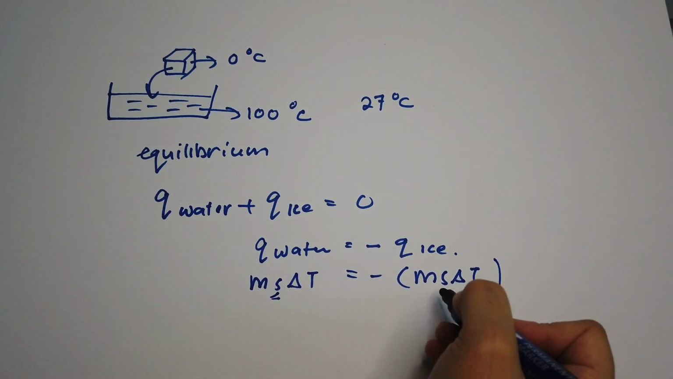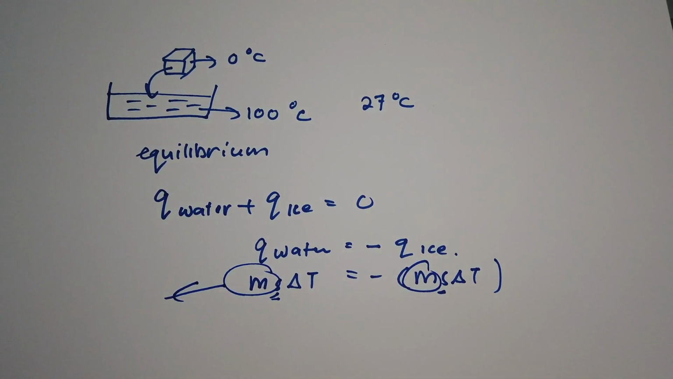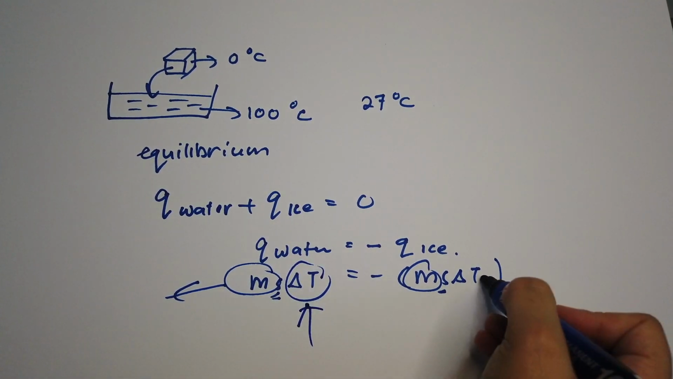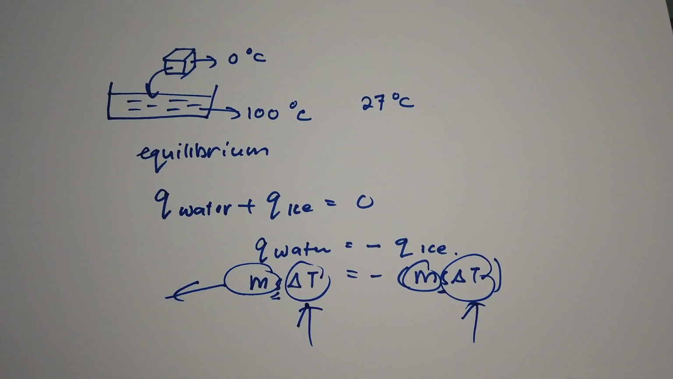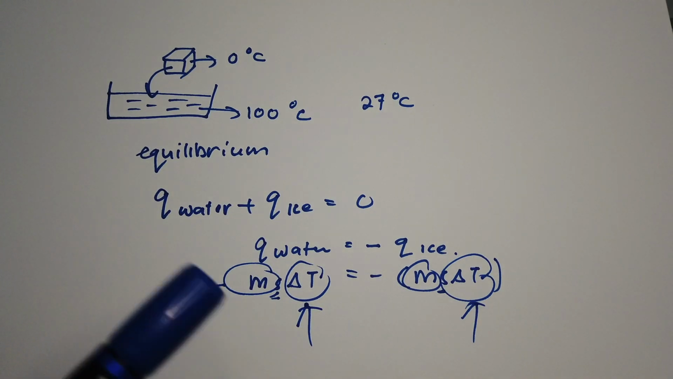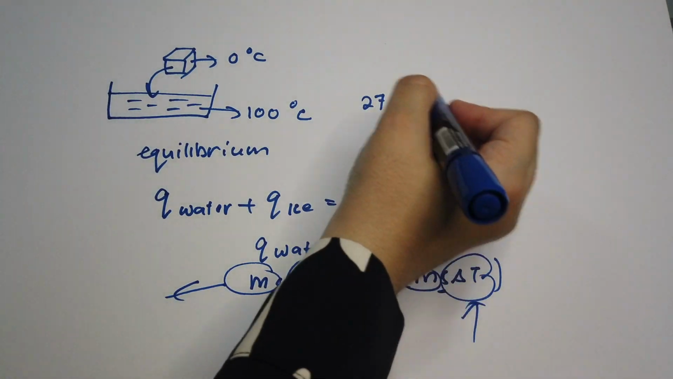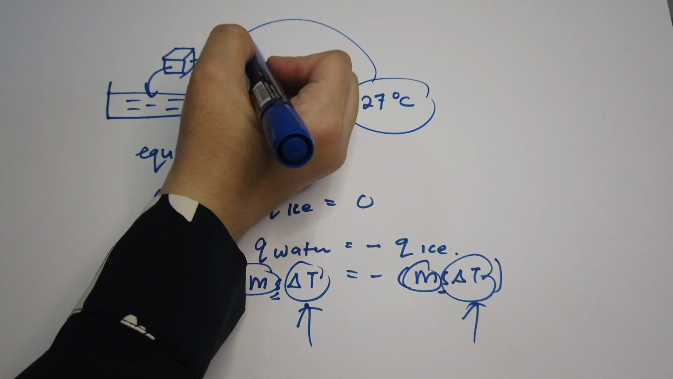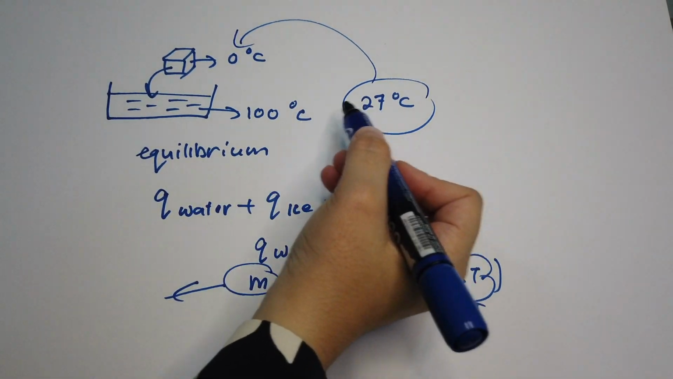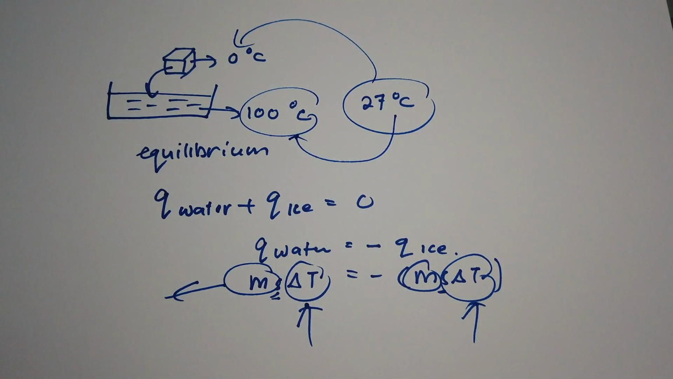Although the s for ice and water shall be the same, the mass of water and the mass of the ice are different, and the change of temperature in the water and the change of temperature for the ice are not the same as well. Because to calculate the change of temperature, it should be final temperature minus initial temperature. Your final temperature for ice is 27 degrees Celsius, your initial is 0 degrees Celsius, but for water the initial temperature is 100, so final minus 100 degrees Celsius.